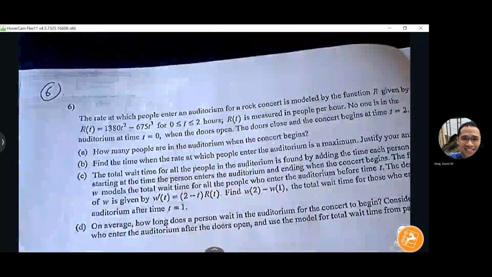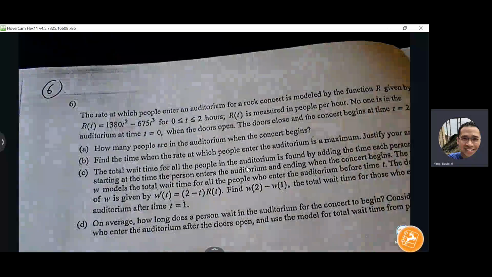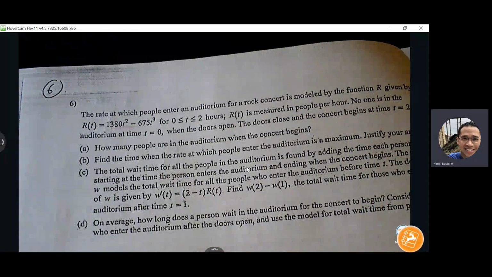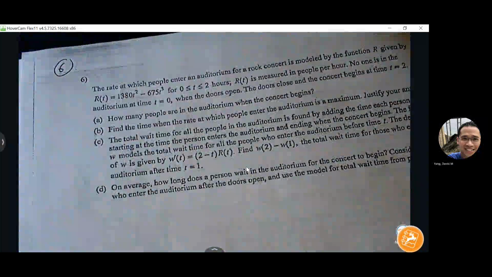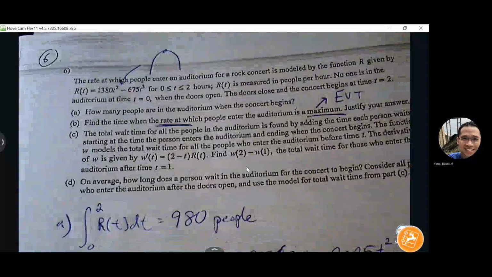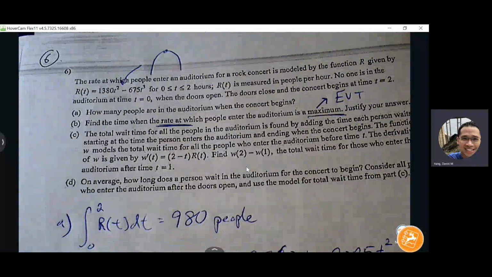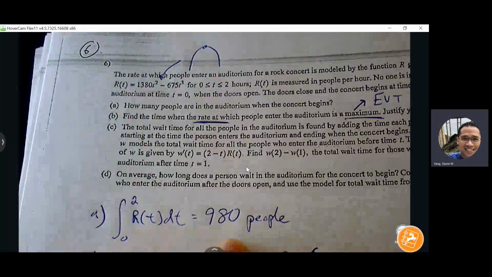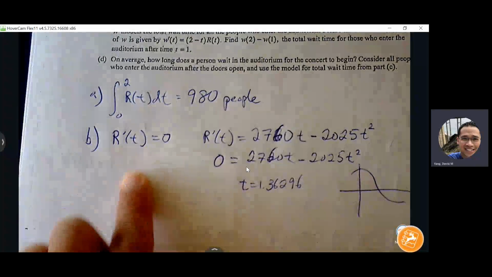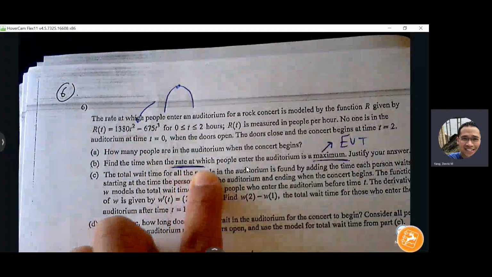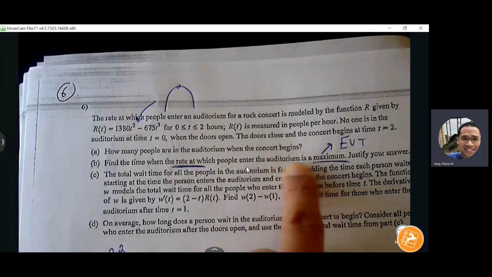Okay, I just want to briefly go over number 6. I know I didn't spend much time on it yesterday, but for number 6, we take the antiderivative, and that will give us the total number of people. And then for part B, it says find the time when the rate at which people enter the auditorium is at a maximum.